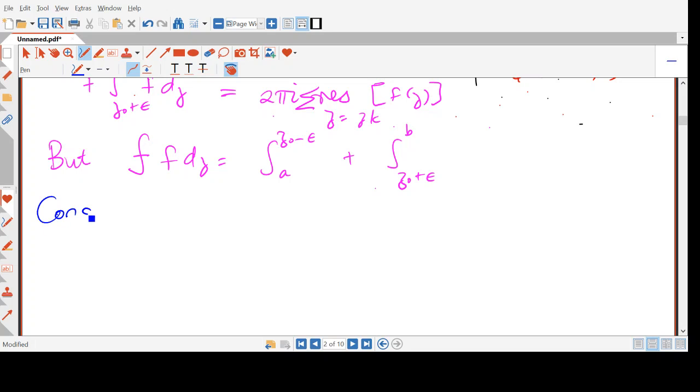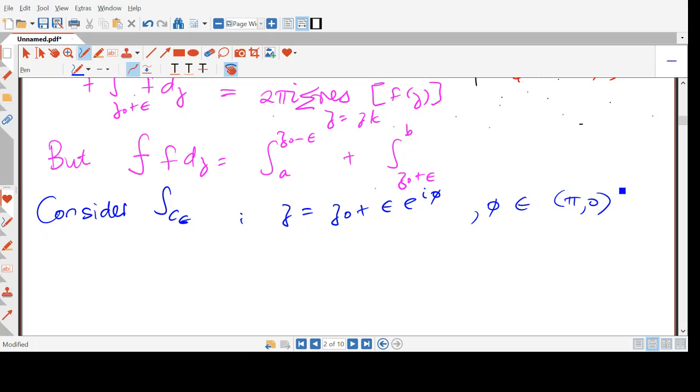So let us now consider this integral along c epsilon. Let's talk about that for a moment. Recall that z equals z0 plus epsilon e to the i phi, and phi goes from pi to naught because of the direction of travel, this way to that way. Pi goes around to naught. So if you take dz, you will get the derivative of z0, which is 0, so it's epsilon i e to the i phi.